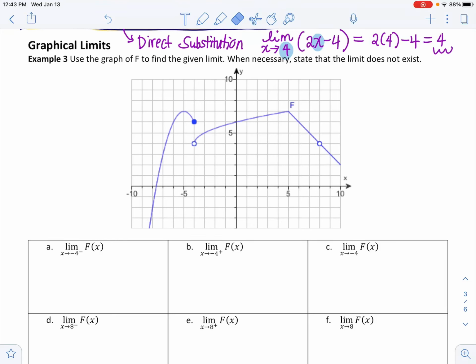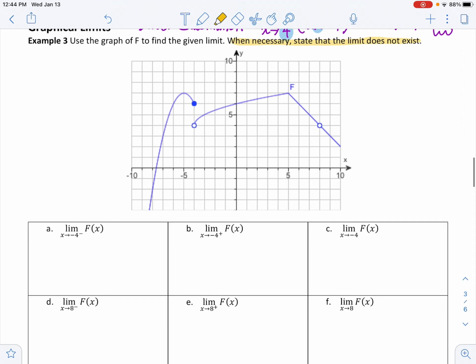In this video, we will go over graphical limits. Example 3. Use the graph of f to find a given limit. When necessary, state that the limit does not exist. This part right here, in our class, we talked about in order for a limit to exist, the left-hand limit and the right-hand limit must be the same. So if they're not the same, we're going to say that the limit does not exist, okay?